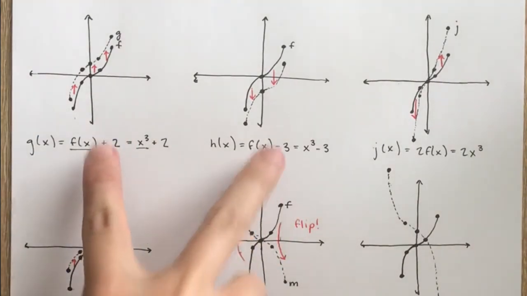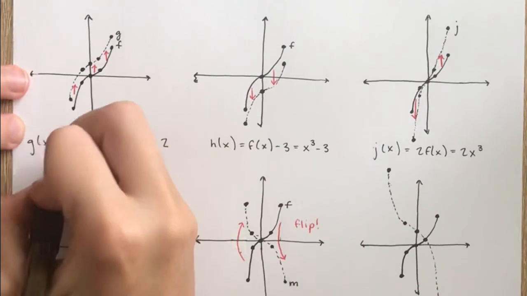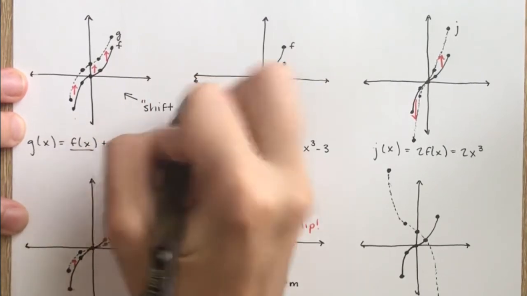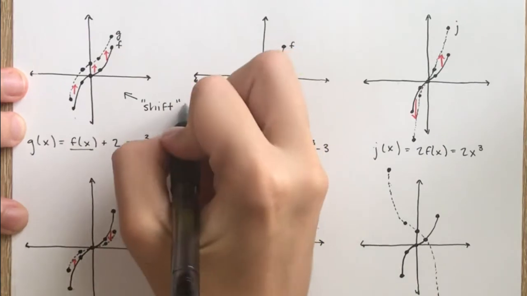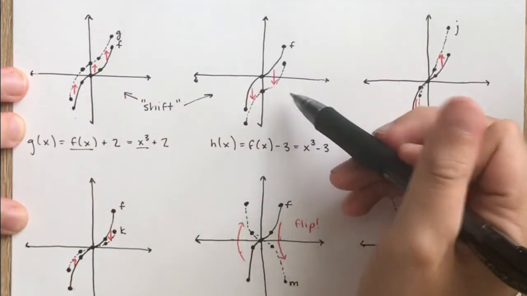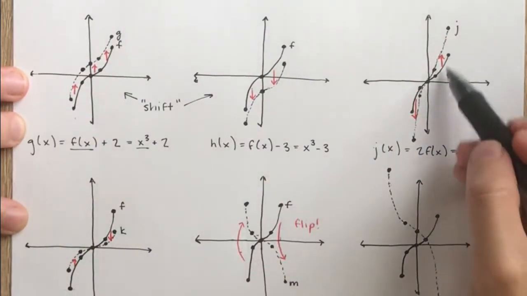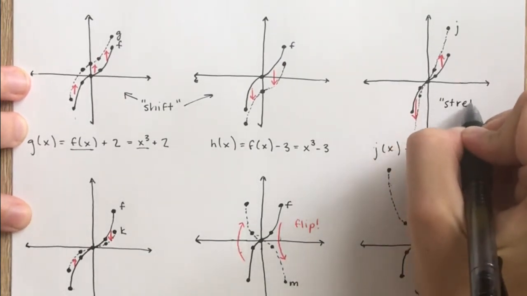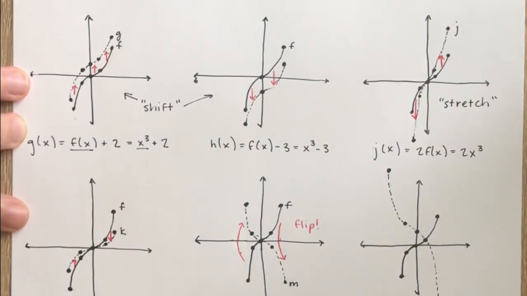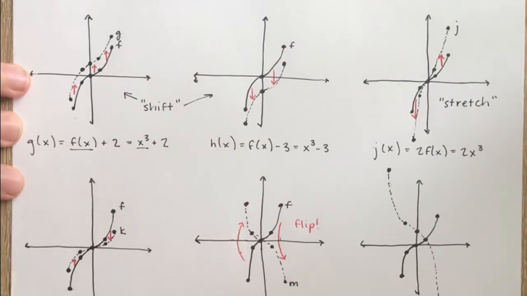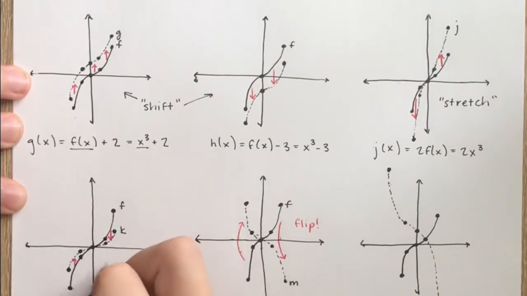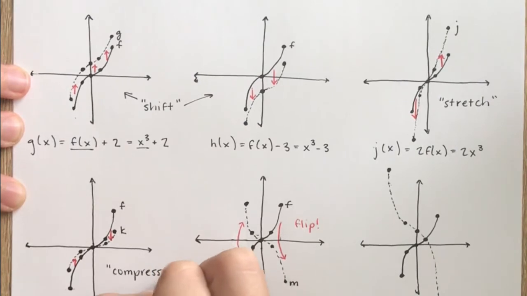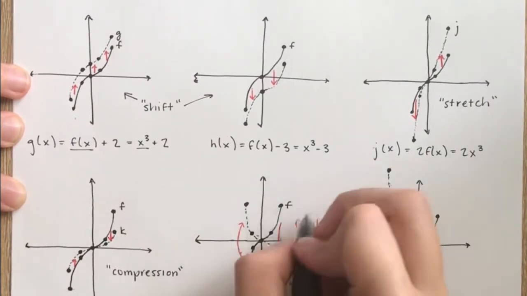Well, we've shifted here, right? These guys are both shifts. Right here we're shifting up, here we're shifting down. This guy is a stretch, right? This has been stretched. This guy has been kind of squished, but we're not going to call it squished. We're going to call it compressed. So this is a compression, and this guy is a flip.